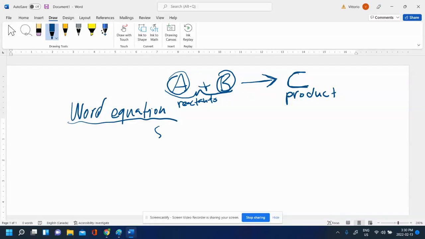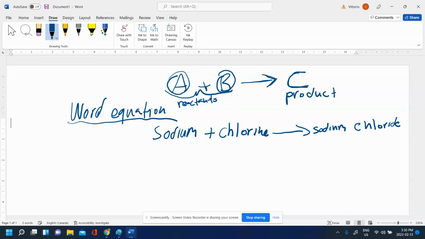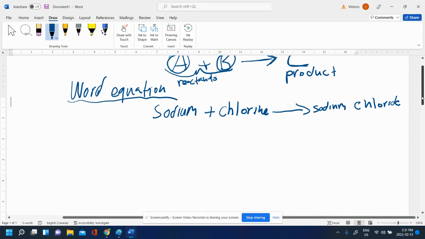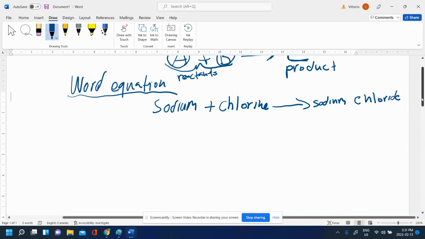For example, I might have sodium reacting with chlorine, so I'll put plus chlorine. And they're going to produce, so I'll put an arrow to say produce, sodium chloride. You simply put the words. You don't put states or anything like that, you don't put sodium metal or chlorine gas. You just put the words of what the chemicals are.